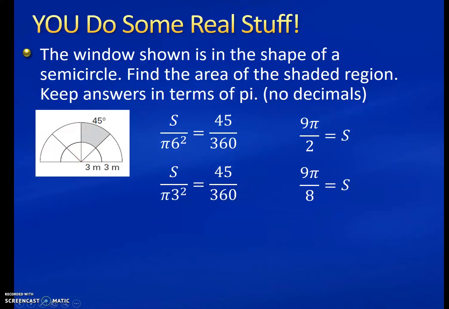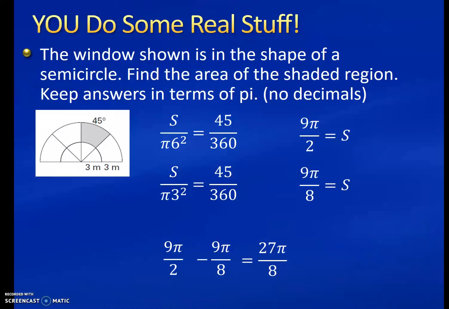All right, so then from there, I'm going to find the area of that shaded region, keeping it in terms of pi. So what I'm going to do is take that 9 pi over 2, and I'm going to subtract 9 pi over 8. So I would convert the 9 pi over 2 so that I can get an 8, which means multiplying top and bottom by 4. So I have 36 over 8. And I can do 36 minus 9, and I get 27 pi over 8. And that would be your answer there.